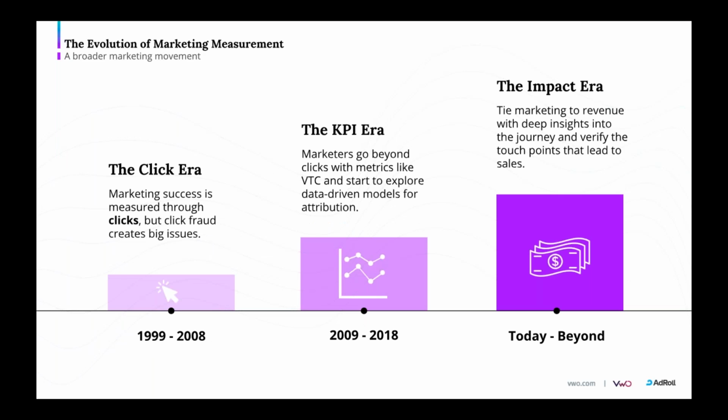So finally here, looking again at the evolution of marketing measurement, we've noticed that the click era, which I've been talking about through the duration of this presentation so far, really came to a close at the end of the aughts, when it moved into the KPI era, where people were looking to meet certain KPI metrics. And from today on, we'll be moving into what we call the impact era, where it's tying marketing to revenue with deep insights in the journey and a lot of data beyond just certain KPIs.